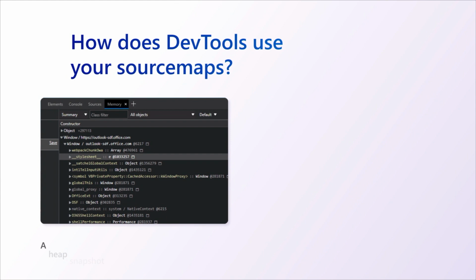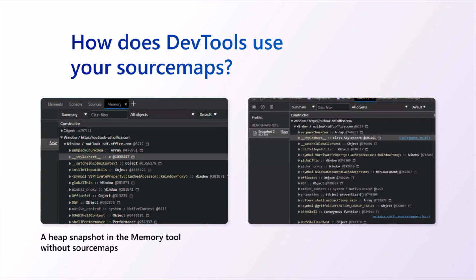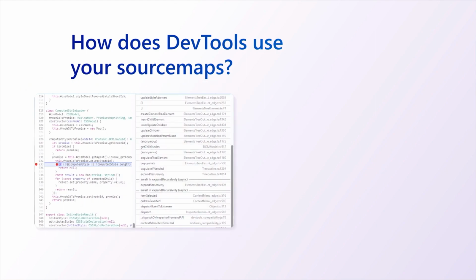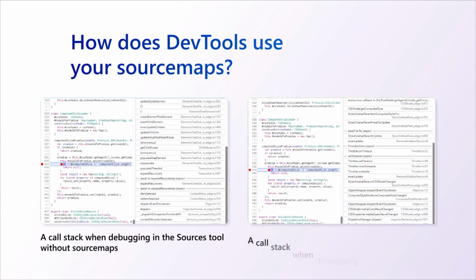Now, also, as of Microsoft Edge 1.13, which was available and stable just a few weeks ago, we can now leverage your source maps in the memory tool. Object names, when taking a heap snapshot, are no longer minified and will instead map back to the original object names from your source code. And last but certainly not least, we've also landed an update in Microsoft Edge 1.14, where call stacks, when debugging in the sources tool, are now also unminified via your source maps. Microsoft Edge 1.14 should be available in beta at the time of this video's release, and it should be available in stable channel late next week.